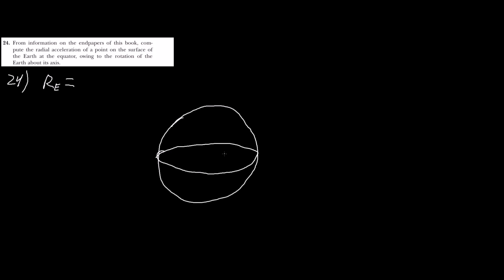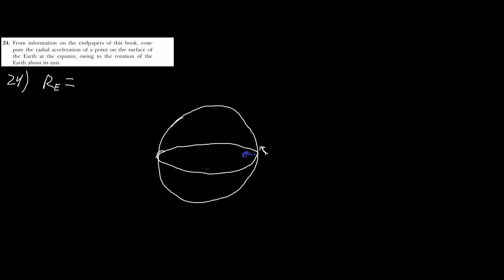So this is going to be the Earth, and we are going to compute the radial acceleration. Oh my god, I'm having a short-term memory lapse at the moment. Okay, so this is the radial direction, pointing this way towards the center, and we're at the equator, and we are going to go around the Earth.